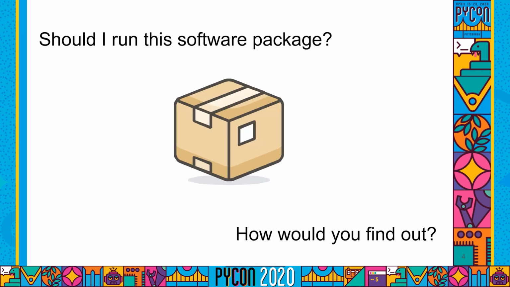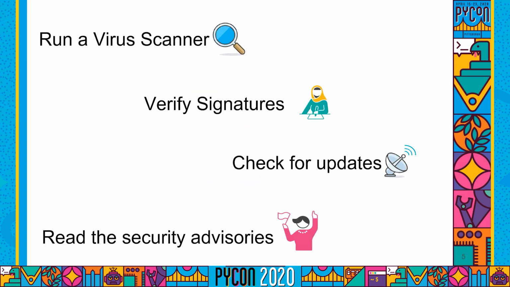Let's imagine a scenario. You've been given a piece of software and told to run it. How do you know if that's a safe thing to do? If you've ever downloaded an executable off a website, you've probably done one or more of the following things. You might have run a virus scanner on the file that you downloaded. You might have verified the signatures to see whether you have exactly the right file and maybe whether it's downloaded completely. You might have checked for updates, made sure you got the latest version.